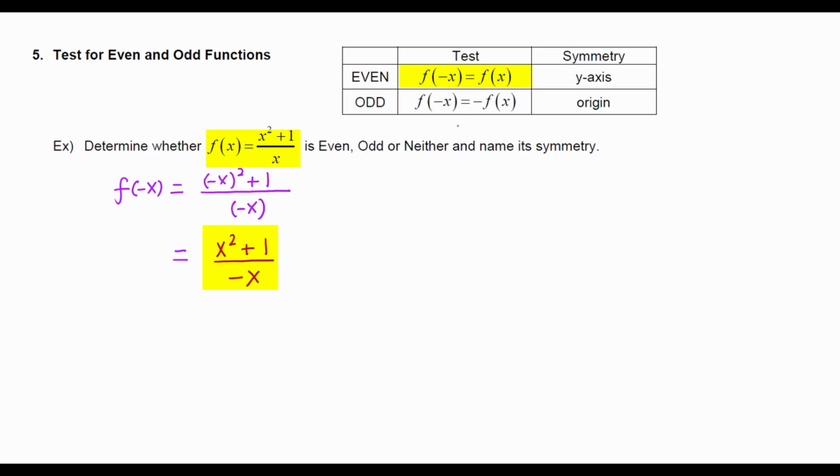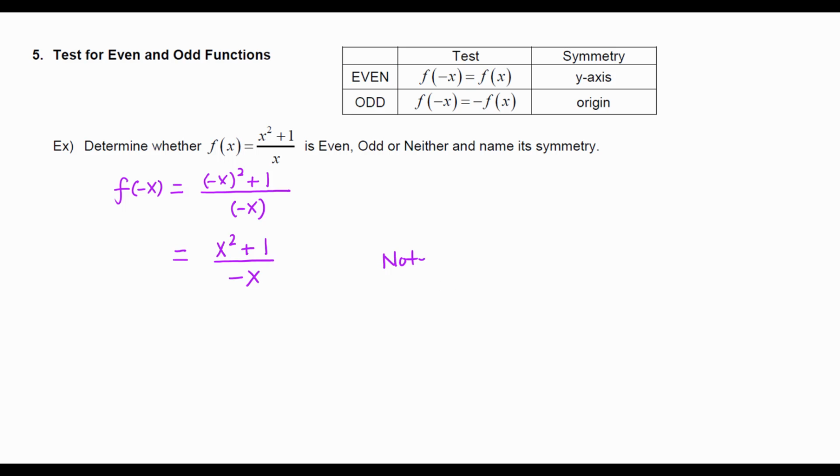Is that equal to the original function? Compare with the original function. No, they are not the same. The numerator is the same, but the denominator is not the same. So this is not an even function.